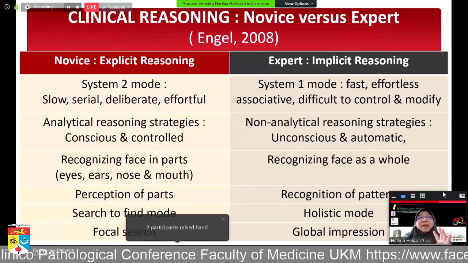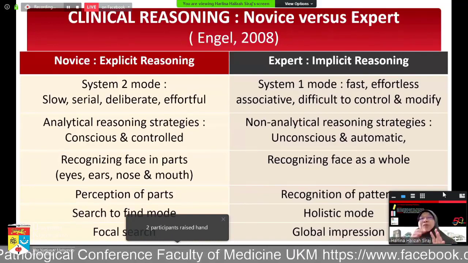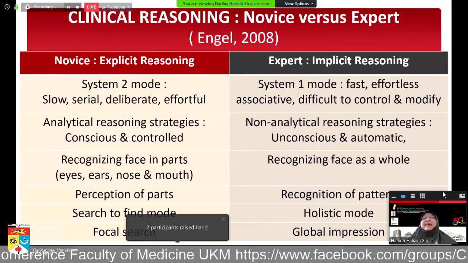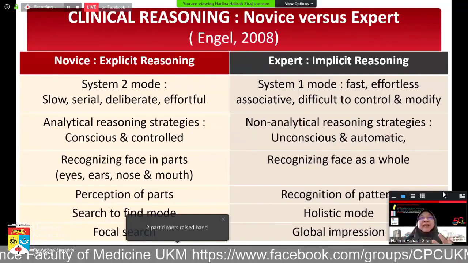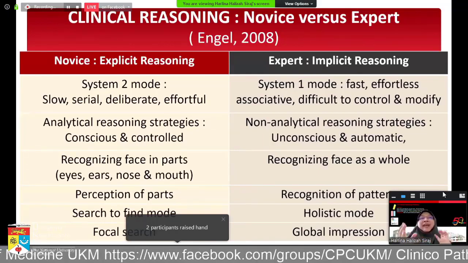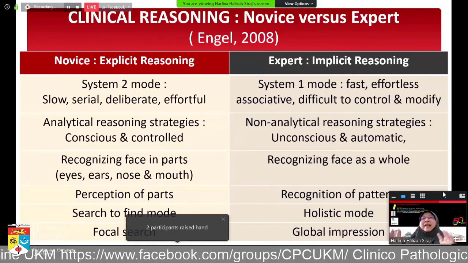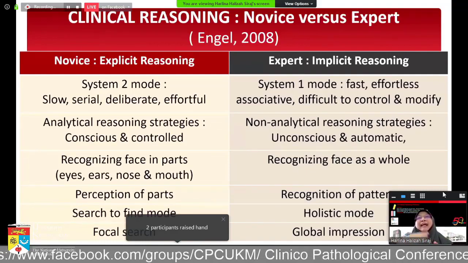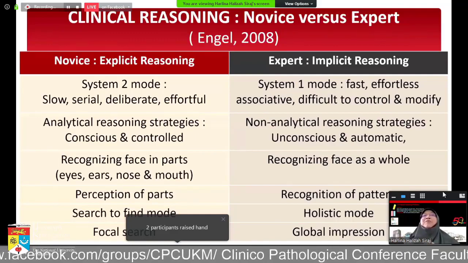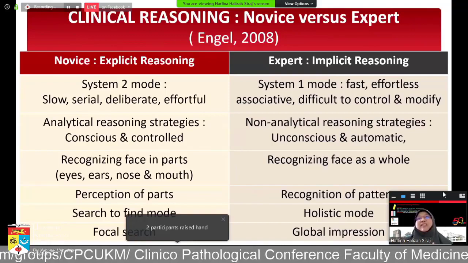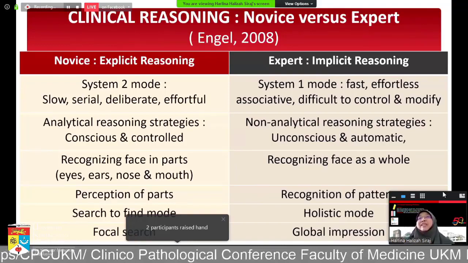Unfortunately, our novices, because of their inexperience, will tend to recognize all these features, for example, in the face, part by part: the eyes, the ears, the nose, and the mouth. Their mode is search to find and they're very focused. As compared to experts who are supposed to have a lot of exposure, they are usually using system 1, which is heuristic. And this is unconscious and automatic.